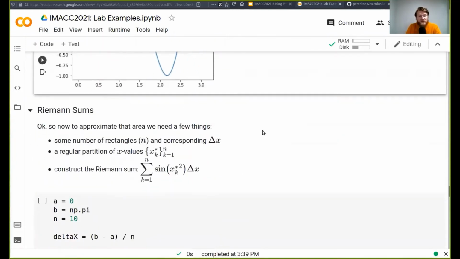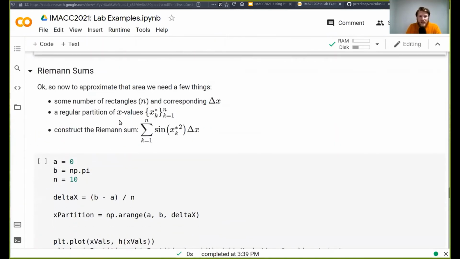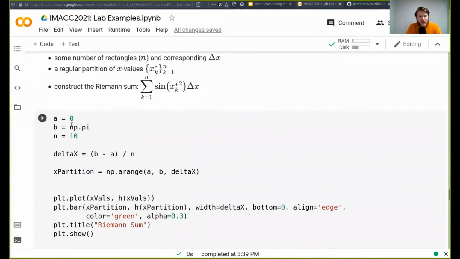To do the actual Riemann sum, we need a couple of things. We need a number of rectangles. We need to construct delta x. We need to come up with a partition of x values. I'm going to use a left partition here, and then we need to build the actual Riemann sum and evaluate it. So I'm going to start at 0, go up to pi, because that was my interval. I'm going to split this into 10 rectangles for now, just for fun.